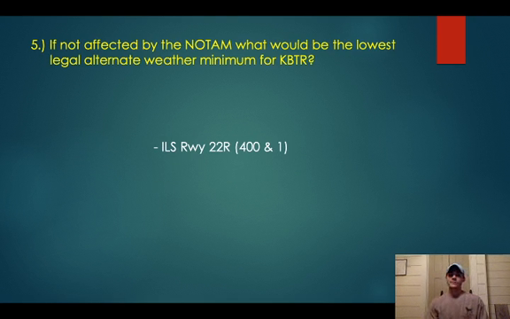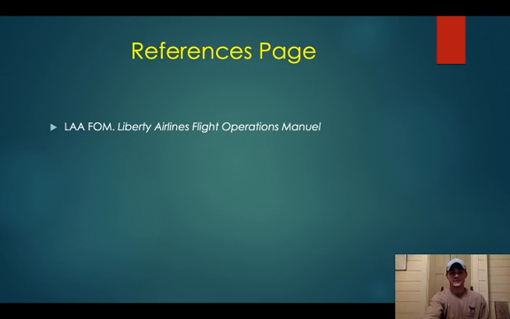Now, if we were not affected by the NOTAM, what would be the lowest legal alternate weather minimum for KBTR, Baton Rouge? That would be the ILS runway 22 right, and that's going to be 400 feet and 1. So if that was the case, we'd be able to make this flight, but unfortunately, that's not the case. And again, we took this information from the Liberty FOM.